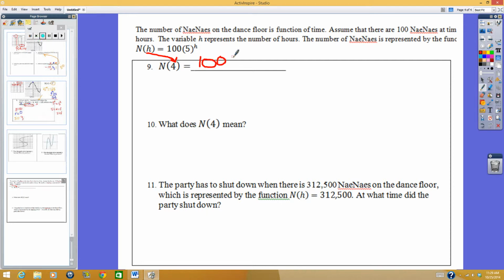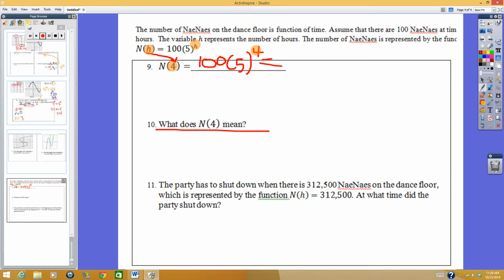100 times 5 to the 4th power, because you have to make, let me make the colors match, this and this match because they match here. Okay, and then put that in your calculator, see what it gives you. It's going to be some big number, 100 times 5 to the 4th power.